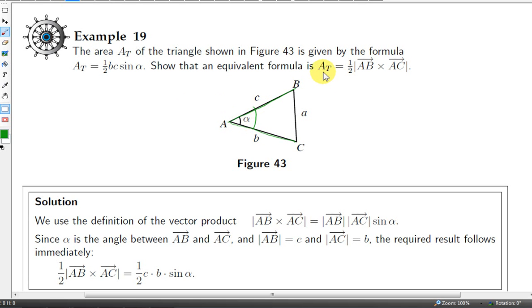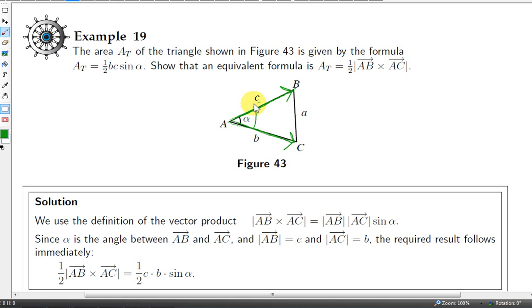Now we will show that the area can also be calculated by taking half the magnitude of the cross product of vector AB with vector AC. We know from the definition of the cross product that the magnitude of the cross product is the magnitude of AB times the magnitude of AC times the sine of the angle in between the two vectors.